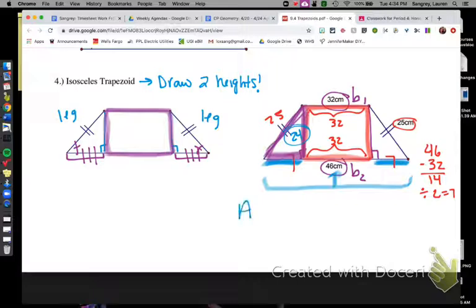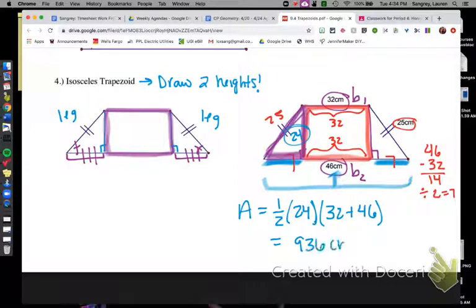So we can go for area. 1/2 times the height times the bases added together. Sorry, that's a messy 24. There we go. And we should get 936 square centimeters.